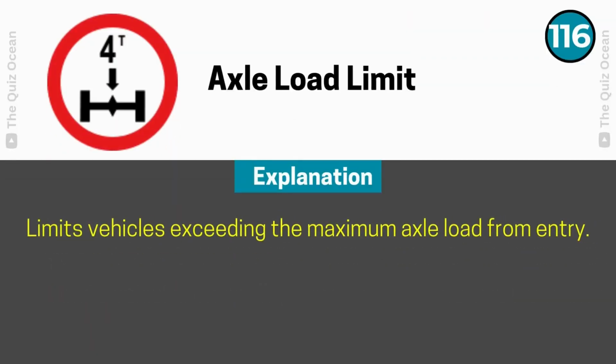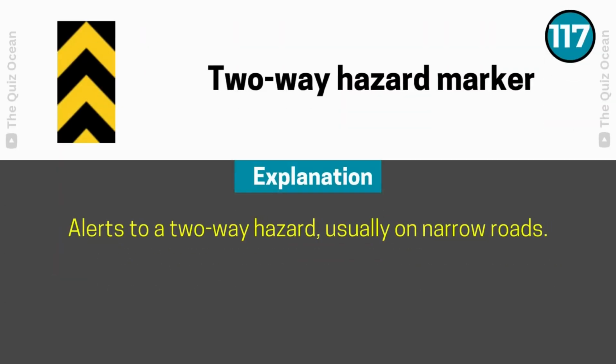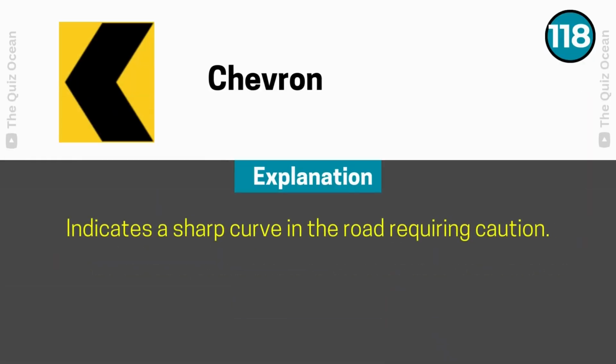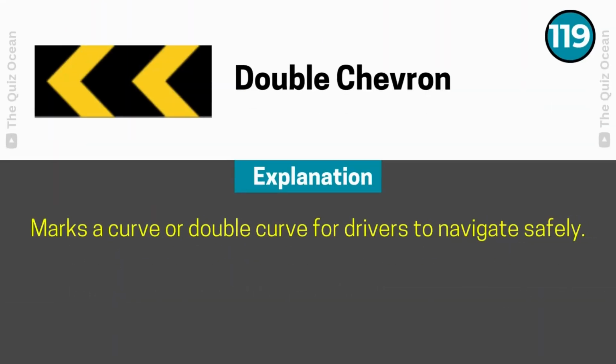Axle load limit sign. Limits vehicles exceeding the maximum axle load from entry. Two-way hazard marker sign. Alerts to a two-way hazard, usually on narrow roads. Chevron sign. Indicates a sharp curve in the road, requiring caution. Double chevron sign. Marks a curve or double curve for drivers to navigate safely.